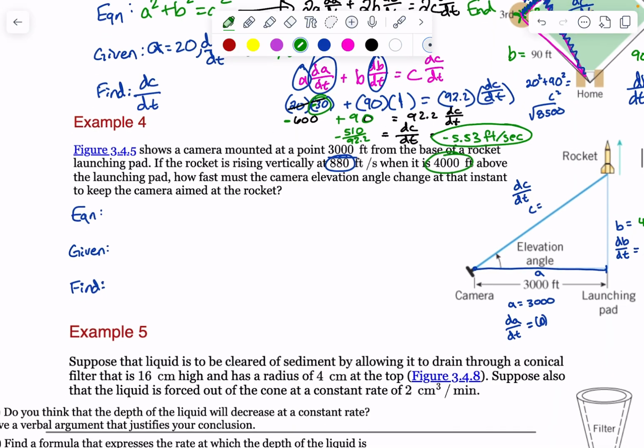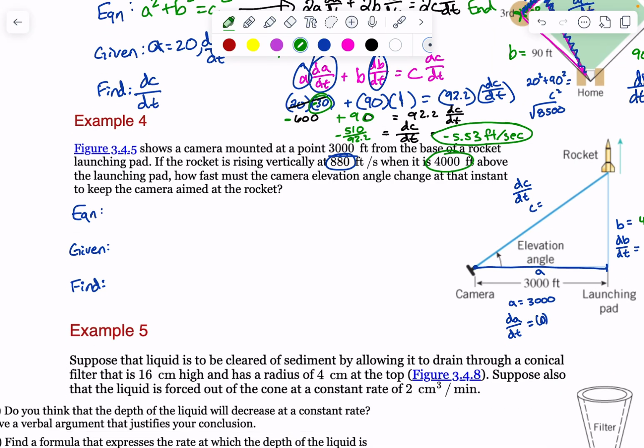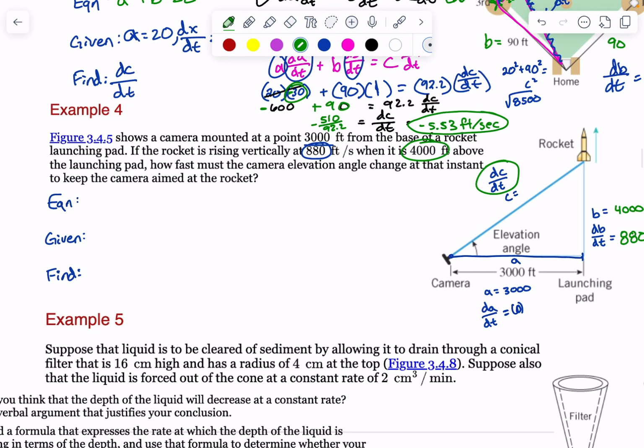How fast must the camera elevation change? So they want dC/dt. How fast is the camera angle changing? So C doesn't technically matter, but we will need it when we do the equation. I'll show you that here in just a second. So our equation is going to be what? We don't have an equation, but what do we have going on here? A squared. Yep. That's the equation that we're going to use. A squared plus B squared equals C squared.